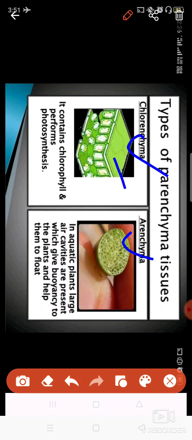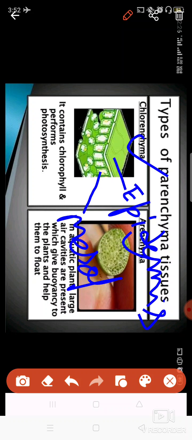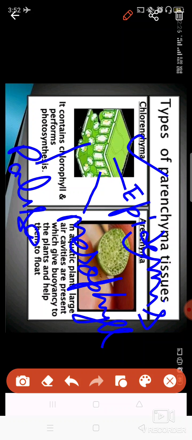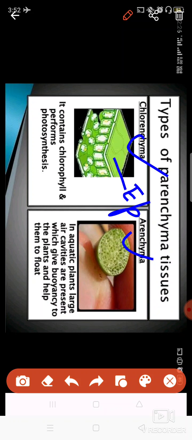Chlorenchyma, if you see, this is the epidermis. This is the structure of a leaf. This is the epidermis, this is the mesophyll tissue, and this is the palisade tissue, and these are the stomata. This is the lower epidermis. In all these regions, chlorenchyma is present.